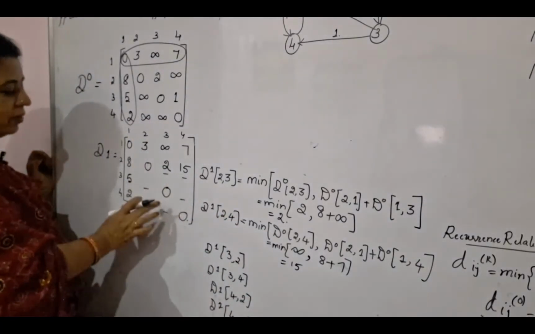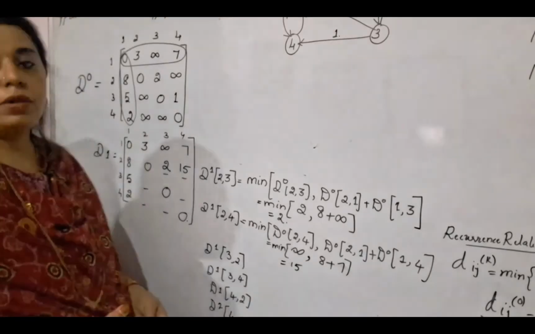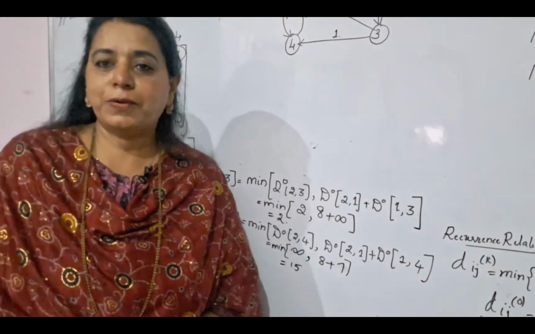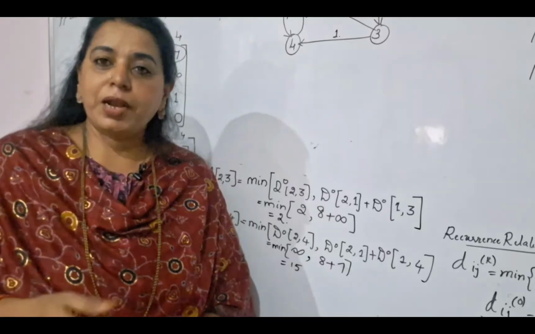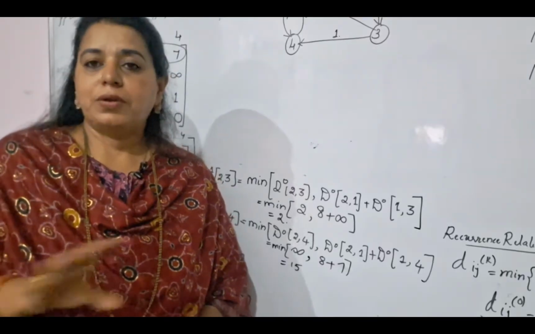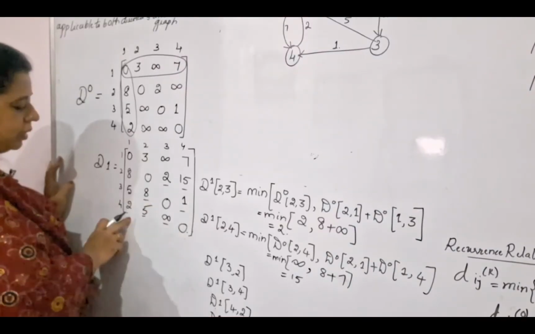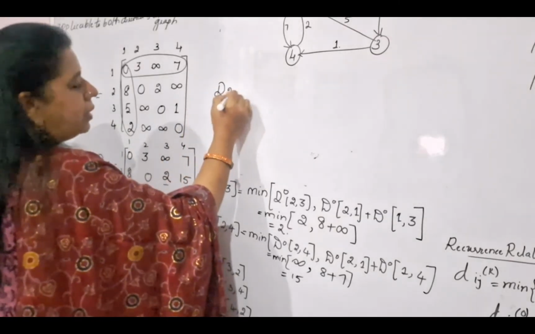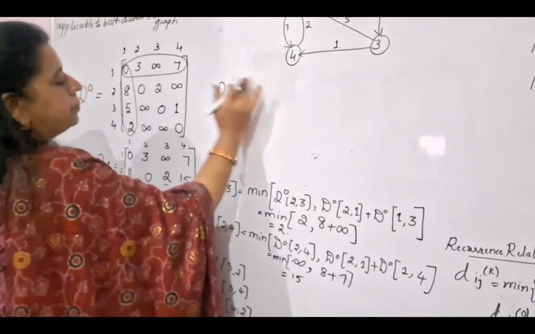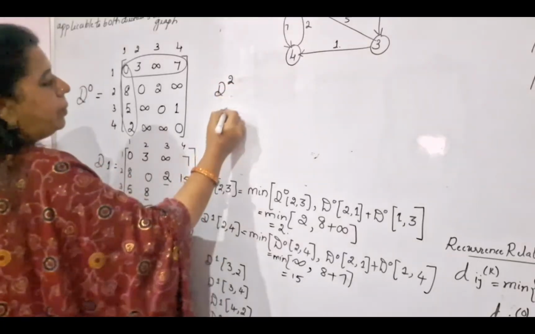Let me fill the D1 matrix now so that I can show you sample values for D2 and D3 also. The same formula you apply to get the elements. I have written the values here. Now let me write for D2. I'll just tell you how to proceed.